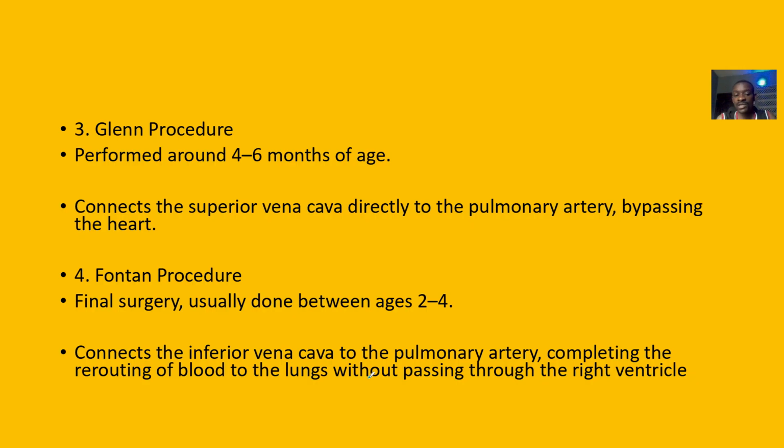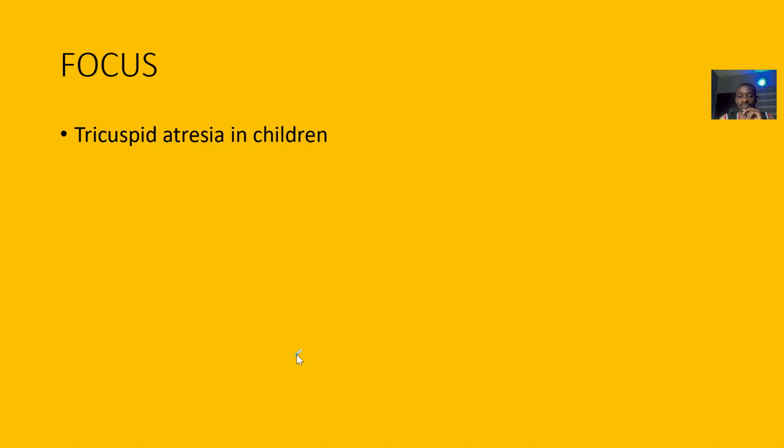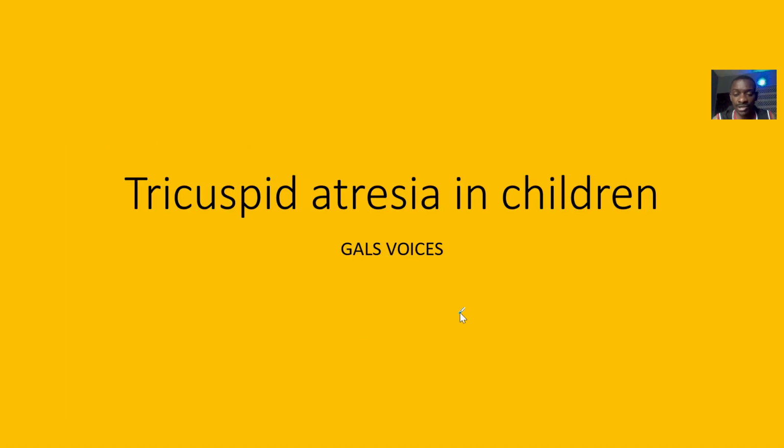Okay, the Fontan procedure is usually done at age 2 to 4. The Glenn procedure, they do it at 4 to 6 months. Okay, so the Fontan connects the inferior vena cava to the pulmonary artery, completing the rerouting of blood to the lungs without passing through the right ventricle. Okay, so that's just it for what tricuspid atresia simply is.